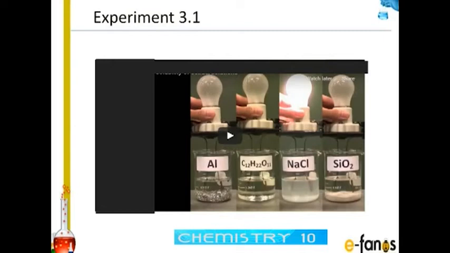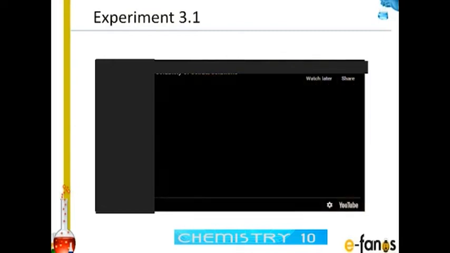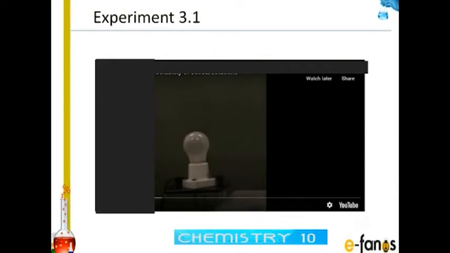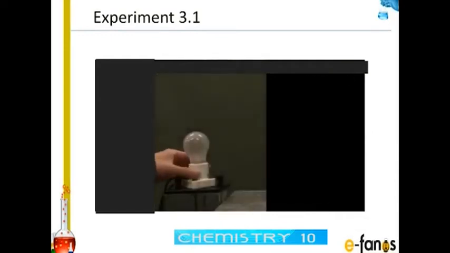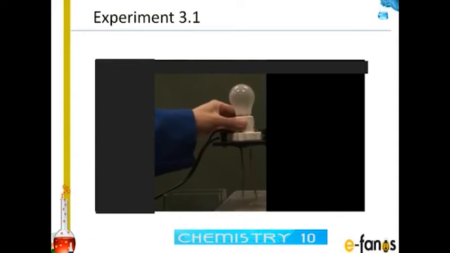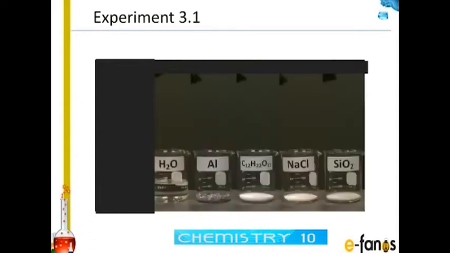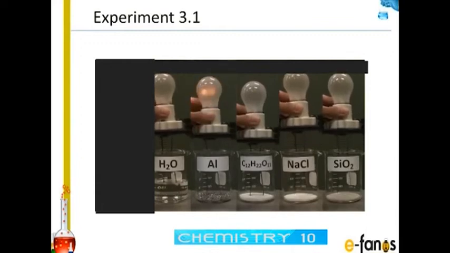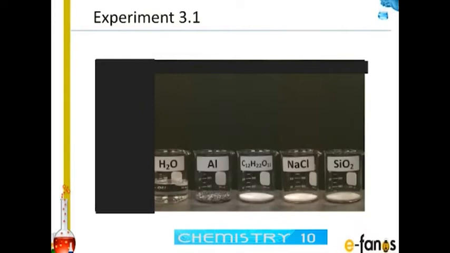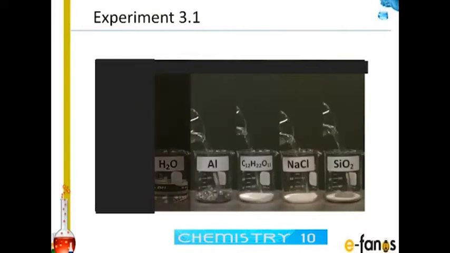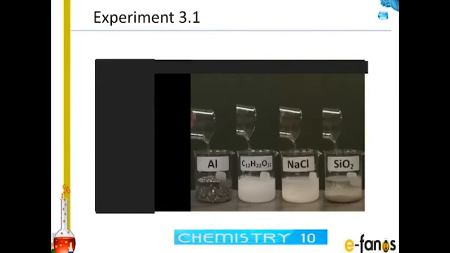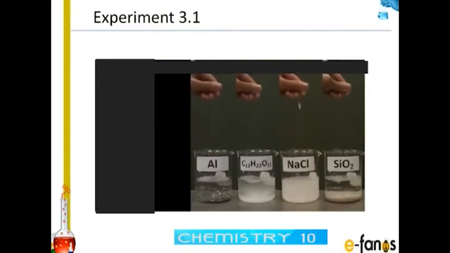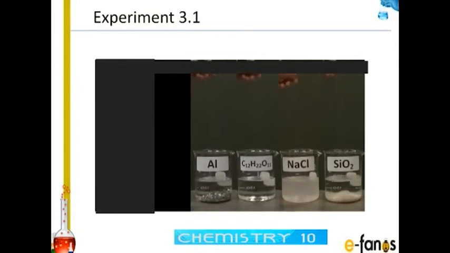So as a control, they take their conductivity apparatus and touch it on a metal table, and as expected, the light bulb turns on. Now we have distilled water, aluminum metal, sugar, salt, and also silicon dioxide, which is also known as sand. So only the aluminum was a conductor in that last trial. So now we're creating aqueous solutions. You can see some of these materials do not dissolve. Now when they test the solution, we see that our sodium chloride is the only conductor in solution.